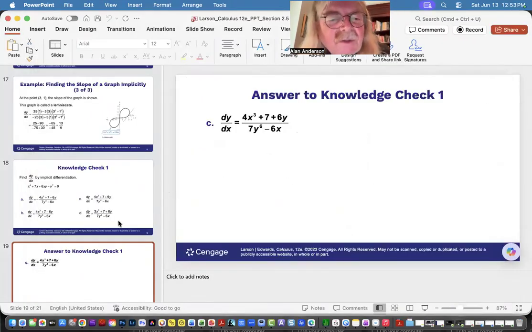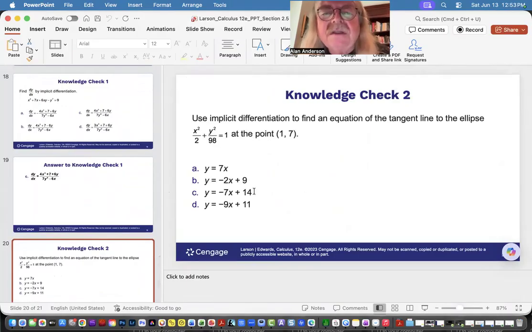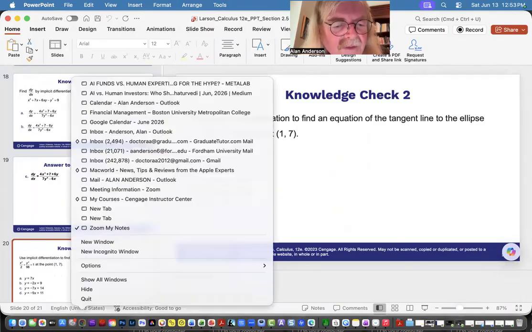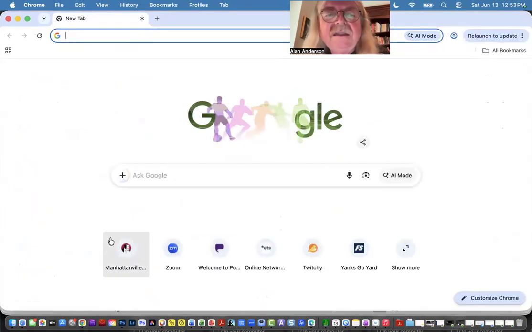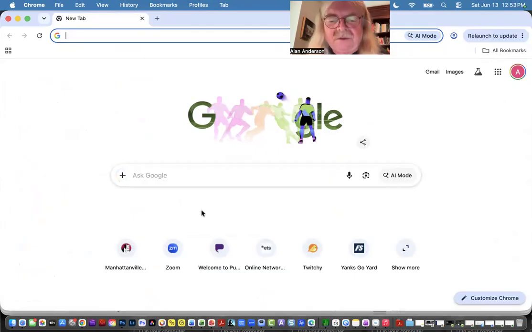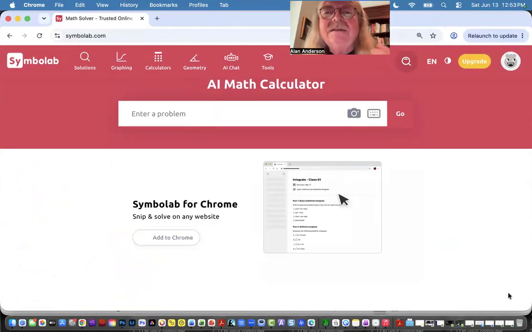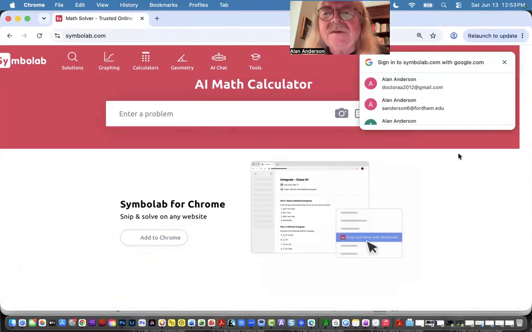Now, the next one is a little bit trickier because what they want us to do is not just do implicit differentiation, but we have to find the equation of a tangent line to this function, whatever it is. As a matter of fact, just out of curiosity, let's go into Symbolab. You can imagine trying to graph this on your own without, I mean, just look at it, the way it's written.